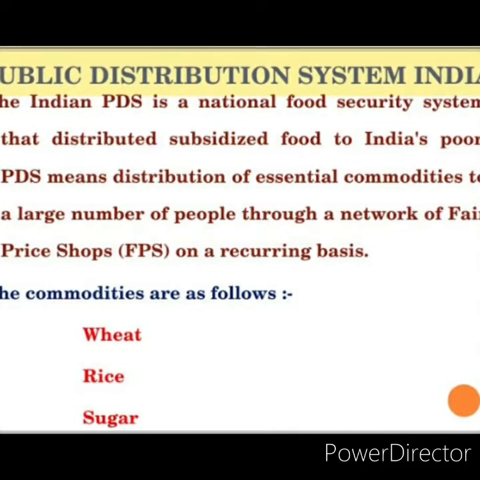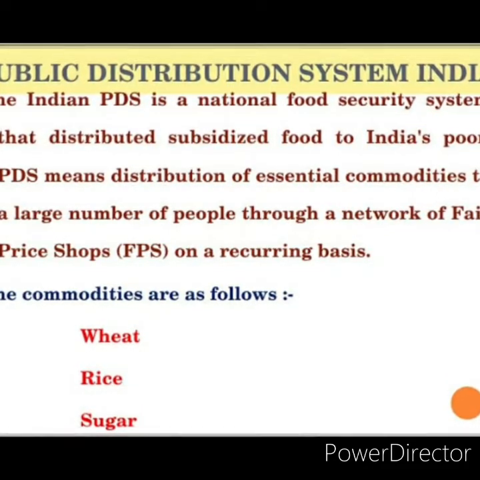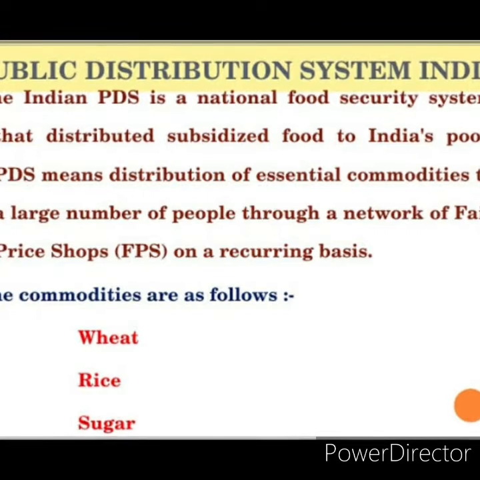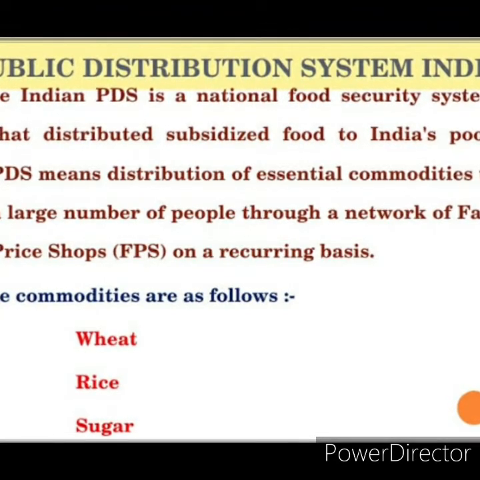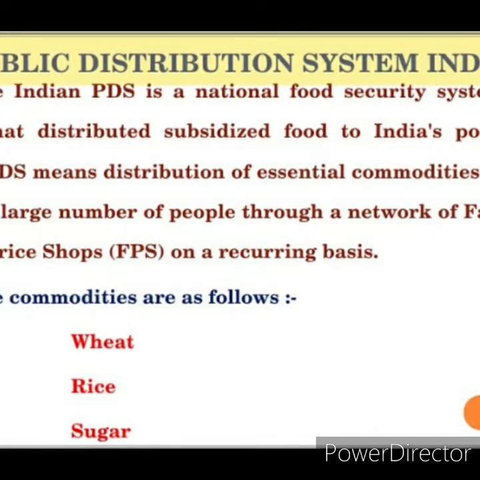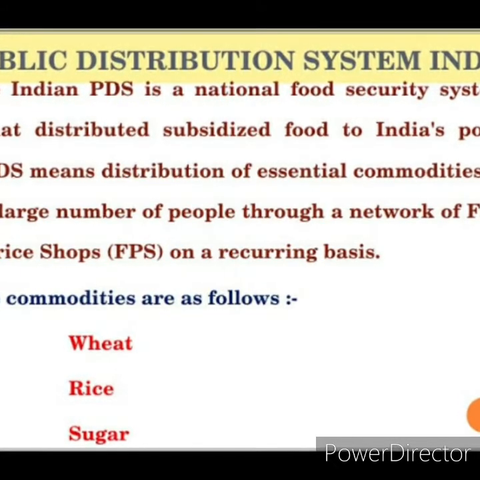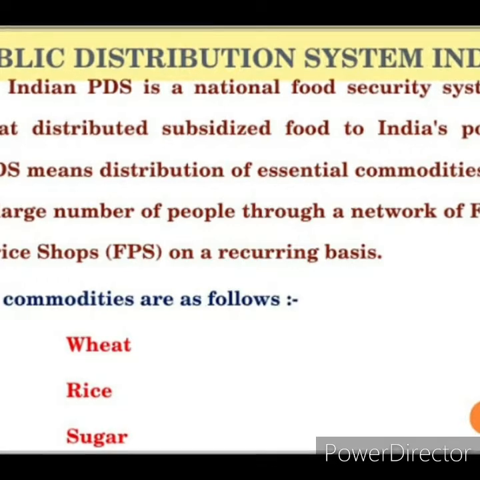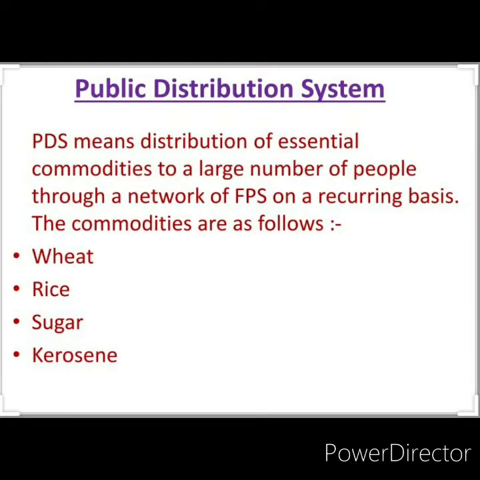That means in the universal PDS everyone will get the benefit, those who have ration cards. But targeted PDS means only the beneficiaries, that is, they will decide on some criteria, and only those people will get the food distributed through the PDS.